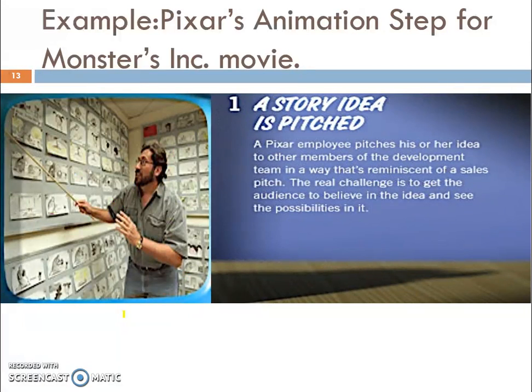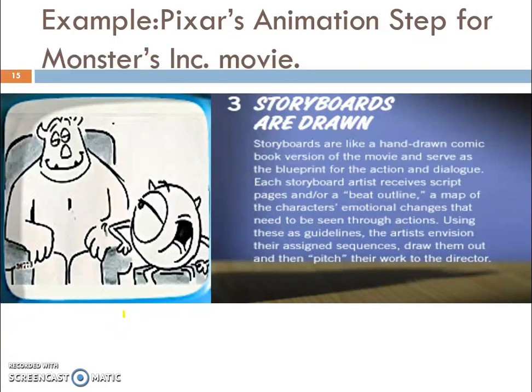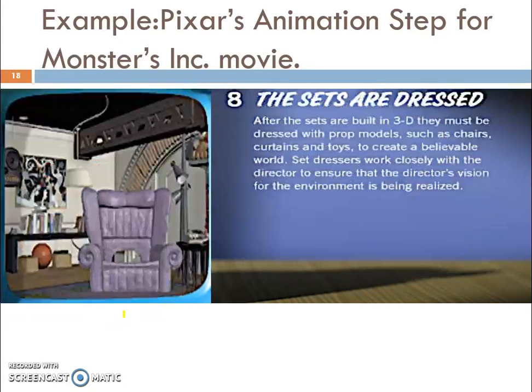First, a story idea pitch, where ideas from among the team members are thrown around and they see which is the best idea. Then the text treatment is written for the animation, and the storyboards are drawn. Then the voice talent begins to record, and the editorial begins making the editing. And the sets might change, maybe the color, the model, the curtain, according to the direction from the director of the film.